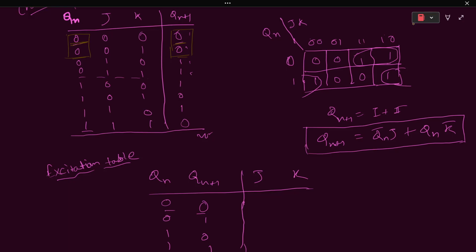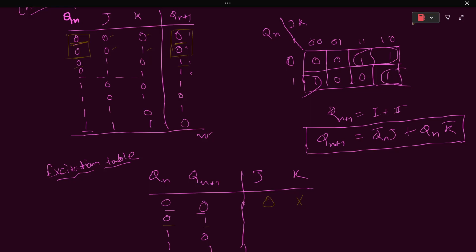So what will be the value of input? J is 0 0, but K is changing. So if K is changing, we don't use the value of K. So K is not allowed, and J is what? 0 0. So the value of J is 0. After that, what? 0 1.